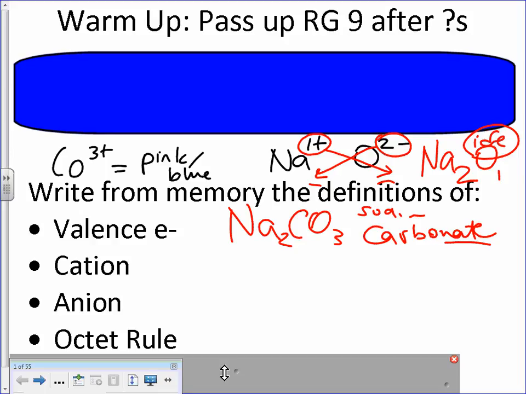All right, so quickly explain these to me in like 2 words. Valence electrons means outer shell. And we just went through it. Groups 1 through 8, what are their valence electrons?